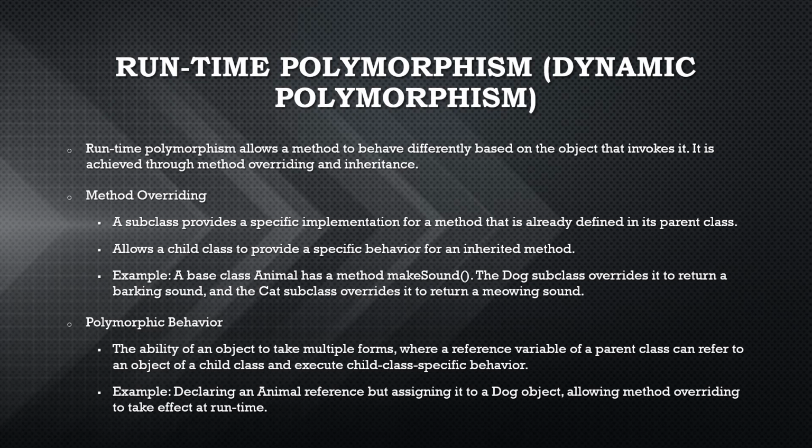A hands-on example could involve implementing a class hierarchy with the animal parent class and subclasses like dog, cat, and bird, each overriding the makeSound method. Polymorphic behavior further illustrates this concept, as an object can take multiple forms. For instance, a reference variable of type animal can refer to a dog object, allowing the method overriding to take effect at runtime. Demonstrating this polymorphic behavior in a program, you could use a parent class reference to invoke methods specific to child classes, showcasing the flexibility and power of dynamic polymorphism in action.